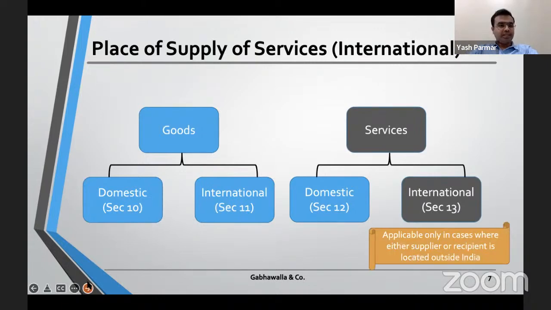Please note that section 13 is applicable only in cases where either the supplier or recipient to the transaction is located outside India. So one of the parties to the transaction, the supplier or the recipient, should be located outside India, then only we can refer to section 13. If both the parties are located in India, then we have to refer to section 11.